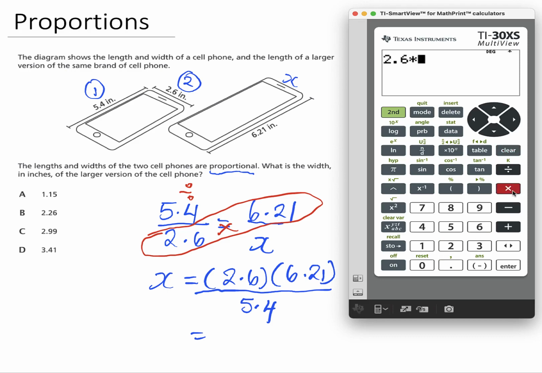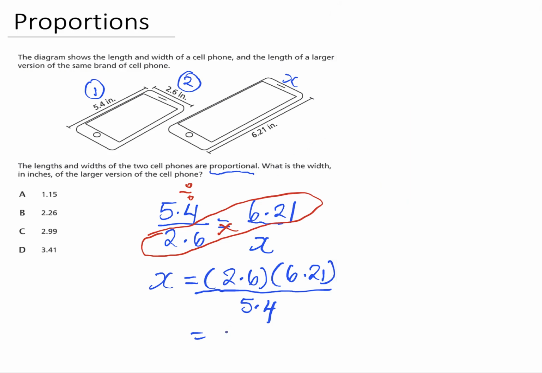2.6 times 6.21 divided by 5.4. Now, since multiplication and division are the only two operations, the calculator will carry out order of operations correctly. So you can put the entire thing in the calculator like I did. And I'm going to hit enter. And there's my answer, 2.99. So our answer is C.